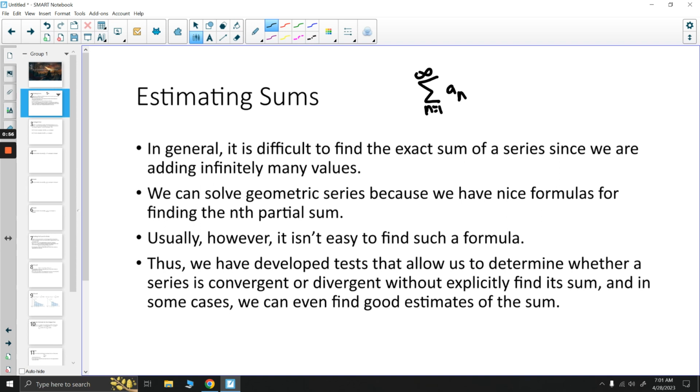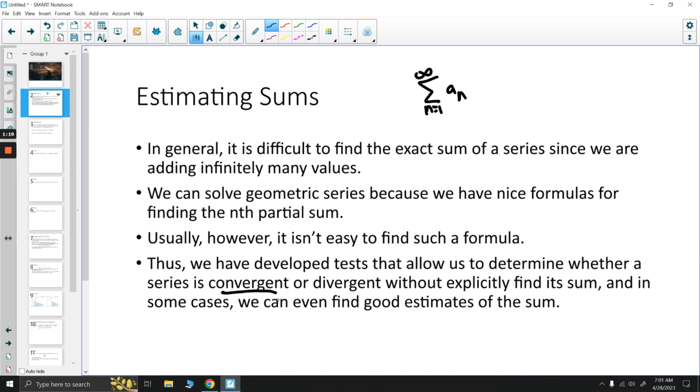We can solve geometric series because they have nice formulas for finding the nth partial sum. But usually, however, it isn't easy to find such a formula. Geometric series are an oddity in that regard. So what we've done is develop tests that allow us to determine whether a series converges or diverges.